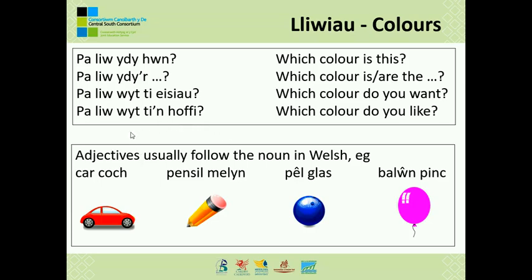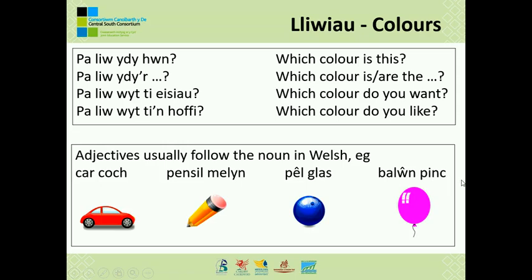Something quite useful to know is that the adjective usually follows the noun in Welsh. So obviously, once we know our colours, we can describe a range of objects. Here we've got car coch, pencil melyn, pale glas, balloon pink.